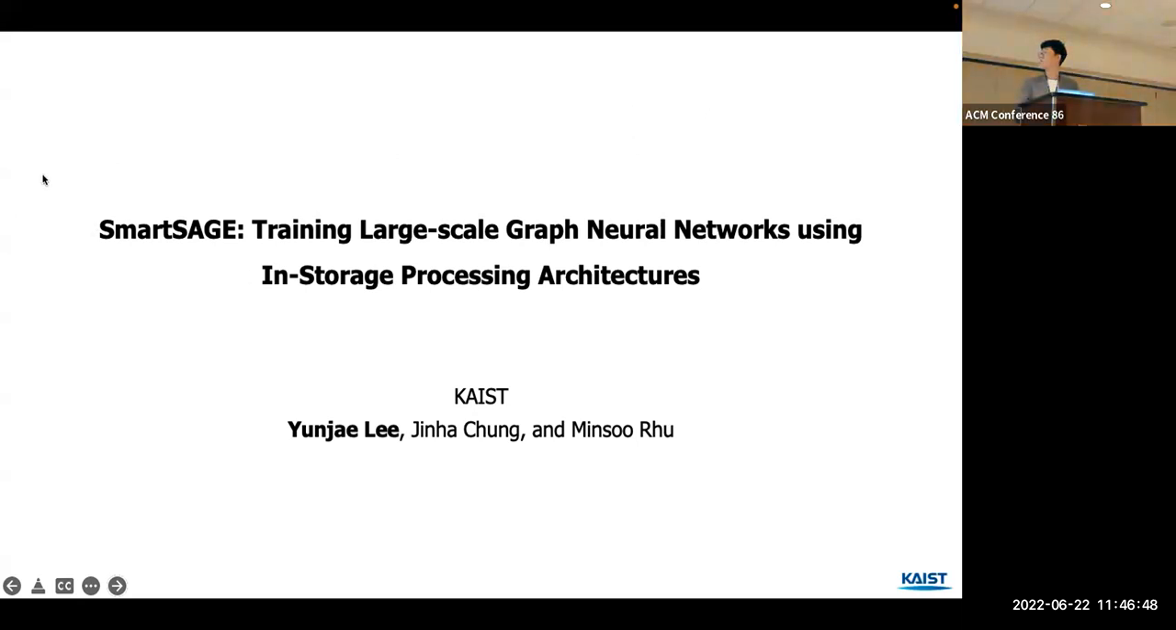All right, our second presenter is Yunji Li. He is currently pursuing a PhD in the School of Electrical Engineering at Korea Advanced Institute of Science and Technology, advised by Professor Minsoo. His research interests are hardware, software, code design, and server architecture for machine learning. Today, he's gonna talk to us about their work called SmartSAGE, training large-scale graph neural network using in-storage processing architectures.